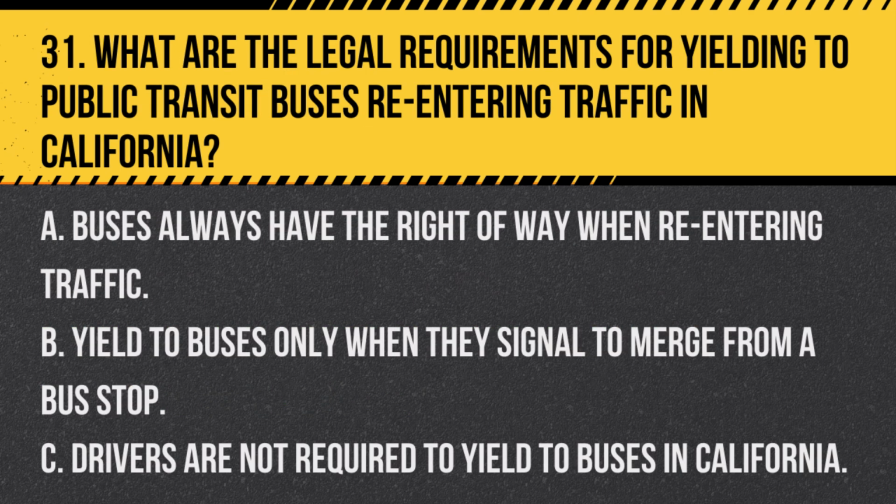Question 31. What are the legal requirements for yielding to public transit buses re-entering traffic in California? A. Buses always have the right of way when re-entering traffic. B. Yield to buses only when they signal to merge from a bus stop. C. Drivers are not required to yield to buses in California. Answer. B. Yield to buses only when they signal to merge from a bus stop. California law requires drivers to yield to transit buses as a safety measure.